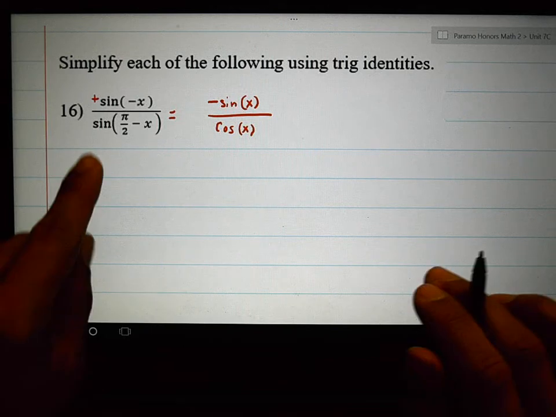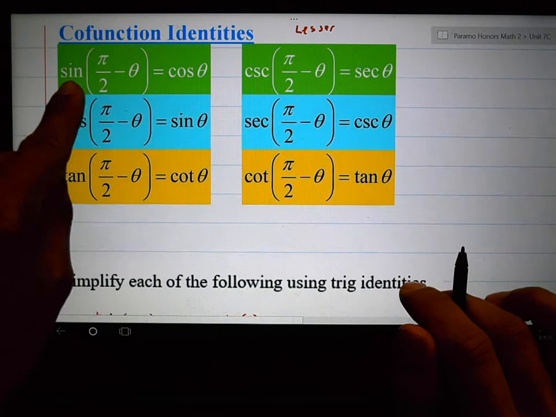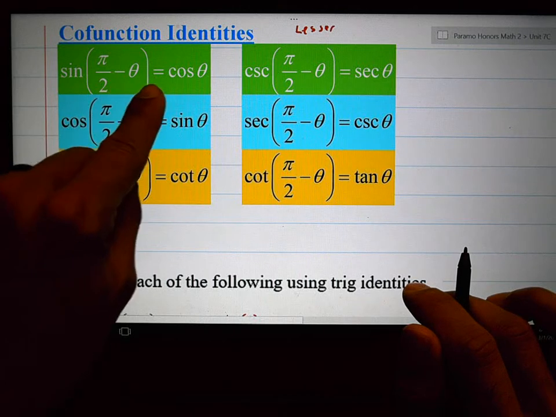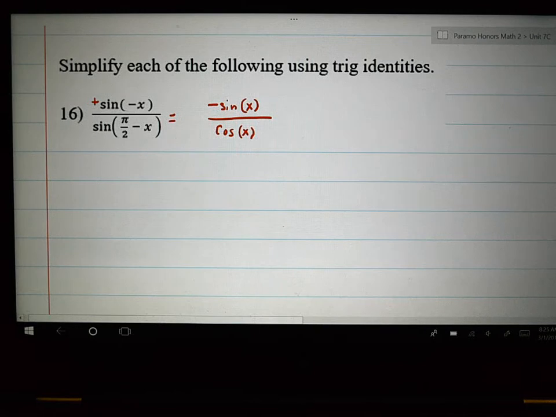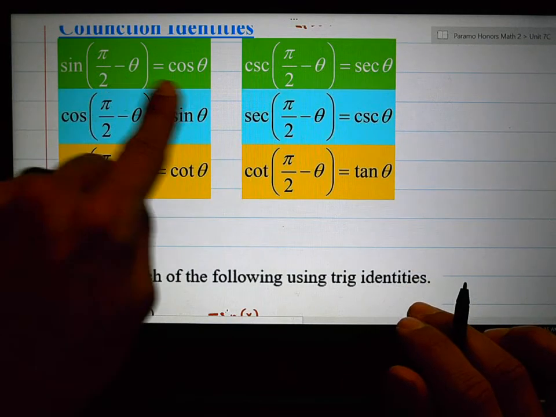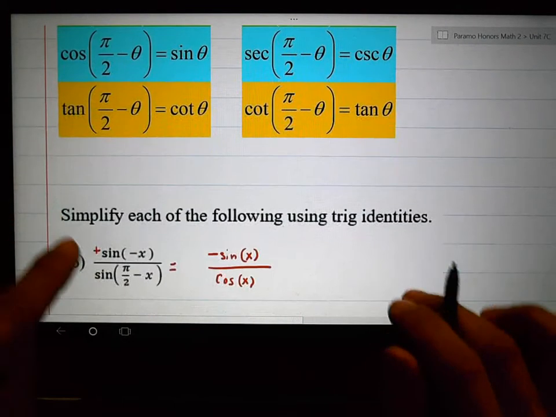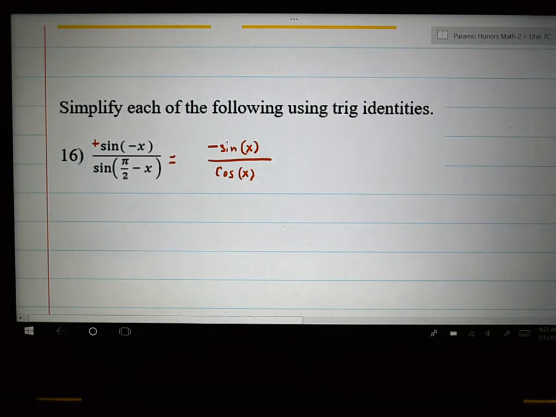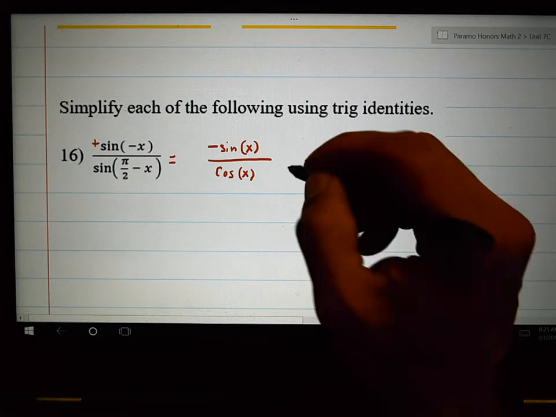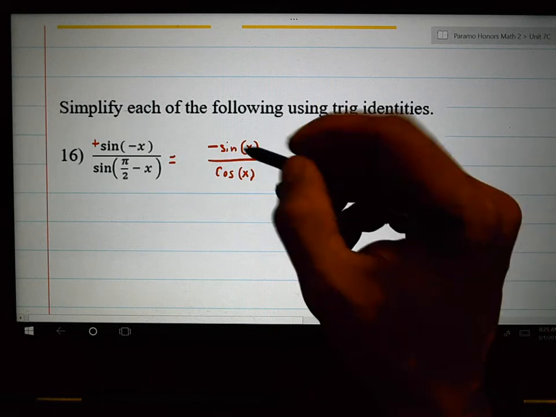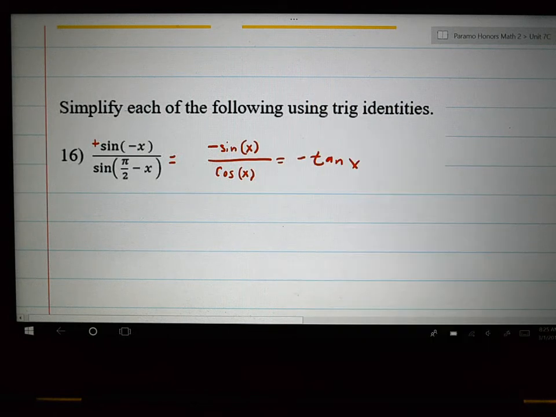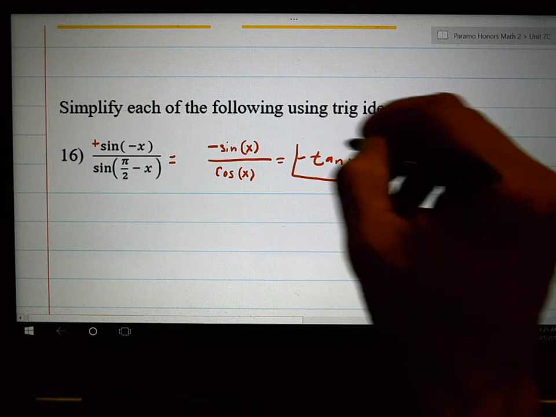If you're unsure why, let's look at this one. The sine of pi over 2 minus theta is equal to the cosine of theta. That's the one I'm using. Even though this one says theta, it's for any angles that match. So now we're doing it in terms of x. I'm almost done. I have one more thing I can do. What is the negative sine of x divided by cosine of x? Ooh, I like how you said negative tangent of x, because it's a negative sine of x divided by a positive cosine of x, which is negative tangent of x. That's our final answer.